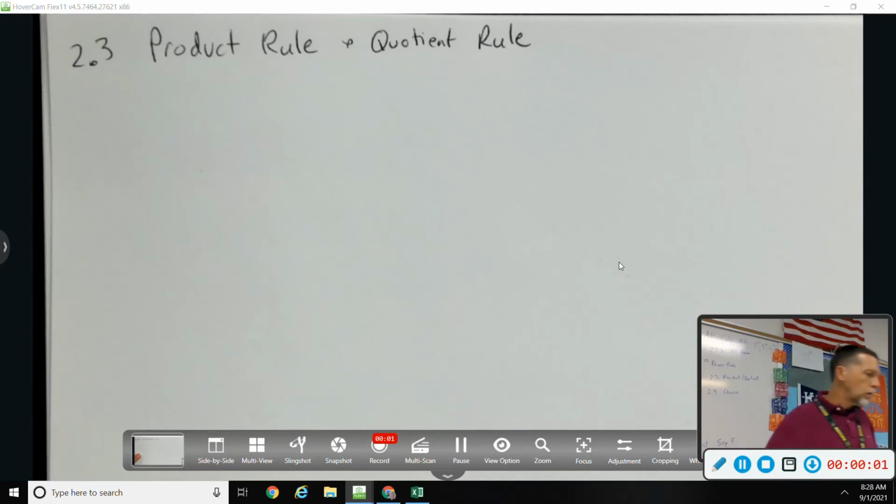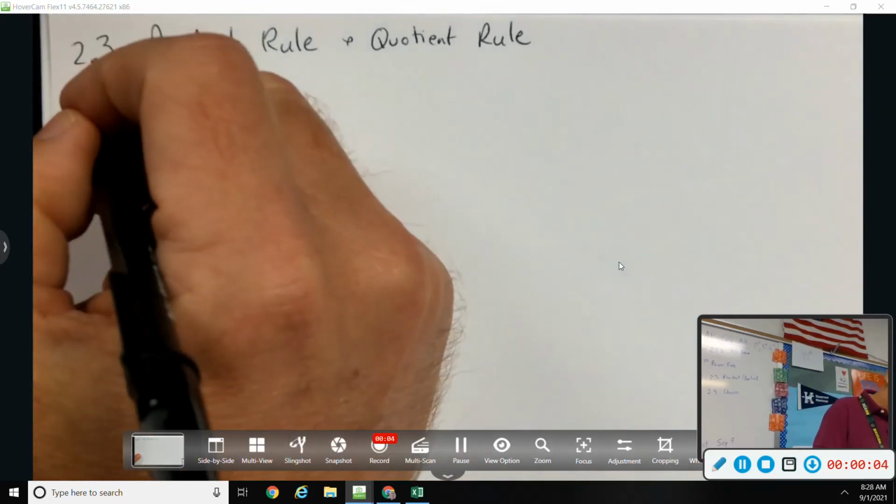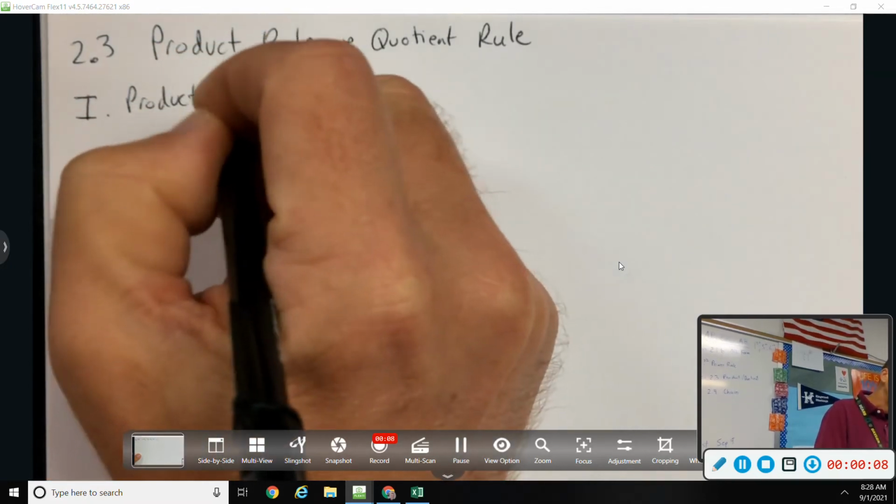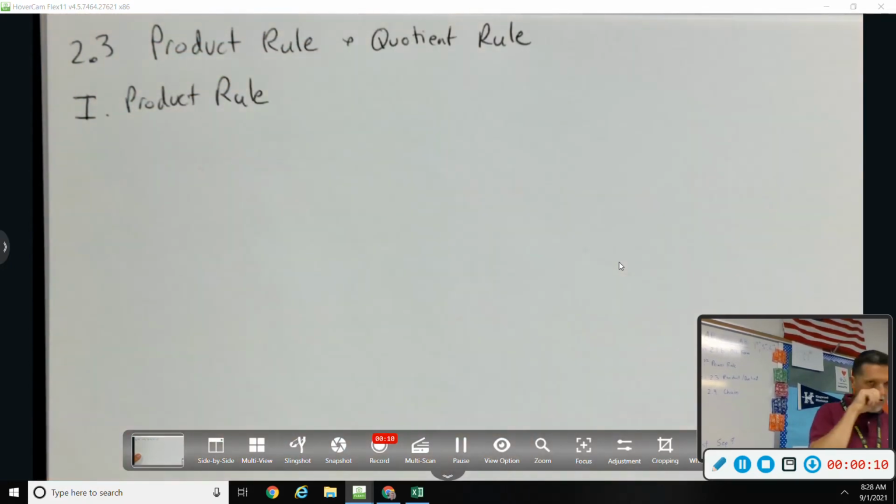Product rule and quotient rule. First, the product rule, because it's a little bit easier. Right? Multiplication is a little bit easier than division, so it makes sense that the multiply rule is a little bit easier than the divide rule.